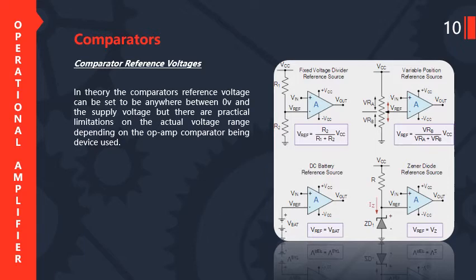In case 1, V reference is equal to R2 divided by R1 plus R2, into VCC. In case 2, V reference is equal to RB divided by RA plus RB, into VCC. Case 3, when a DC battery is the reference source, V reference is equal to V battery, meaning reference voltage is equal to battery voltage. And if we use the Zener diode for the reference source, V reference is equal to VZ, meaning Zener voltage. तो ये 4 केस है हमारे पास.